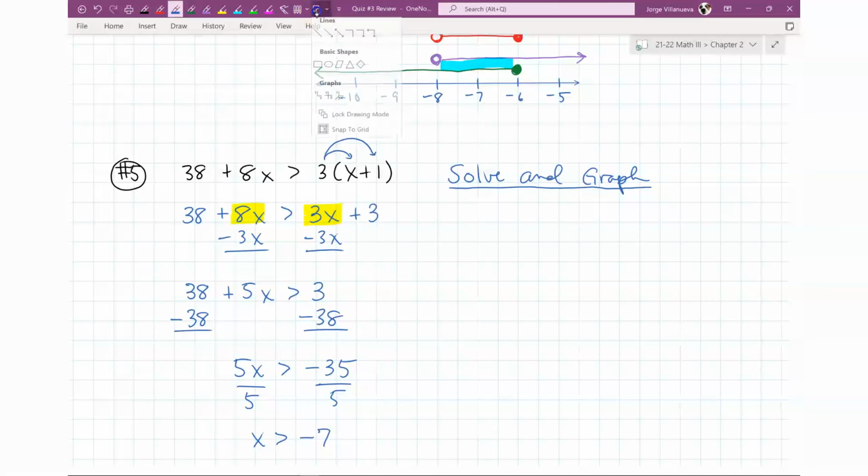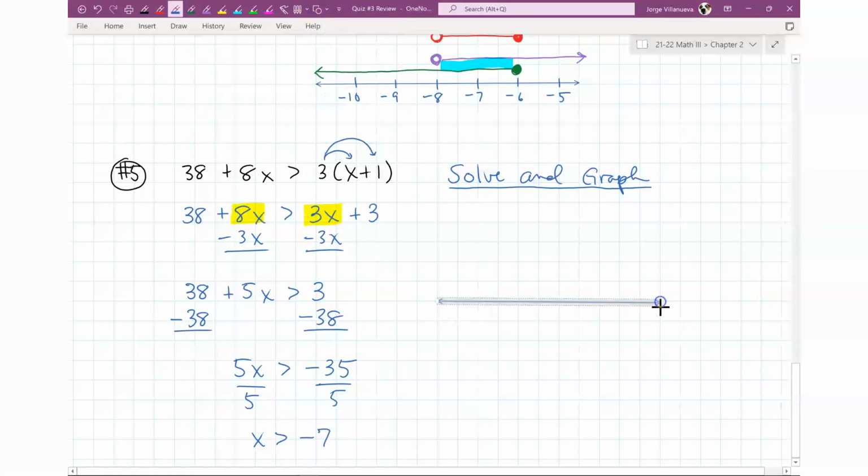They want you to graph it. Notice it's only one answer, right? It's not like two different answers. It's just one. So this one's a little easier to graph. I'm going to put the negative 7 in the middle because that was my answer. I'll put a negative 6, a negative 5. Here's a negative 8, a negative 9.